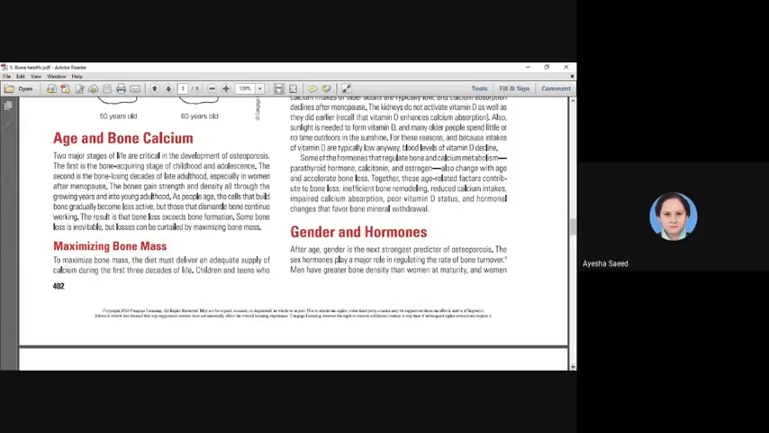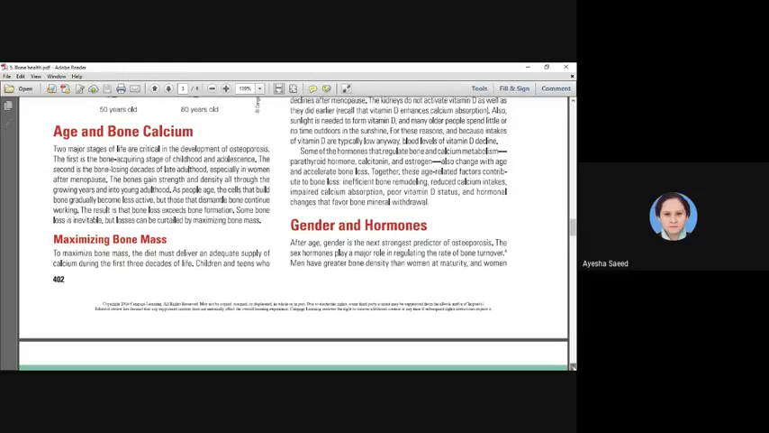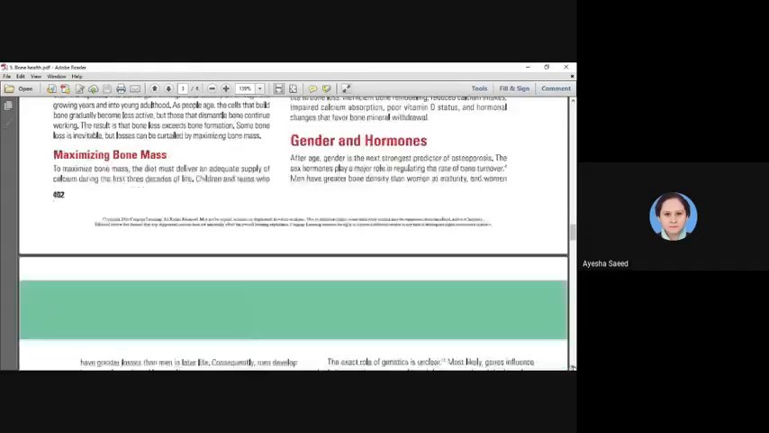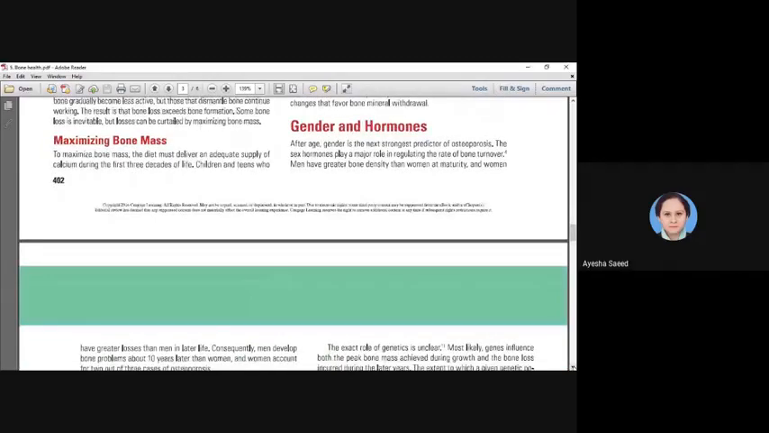Role of gender and hormones. After age, gender is the next strongest predictor of osteoporosis. The sex hormones play a major role in regulating the rate of bone turnover. Men have greater bone density than women at maturity. Even at the age of 30 and 40, men have denser bones.